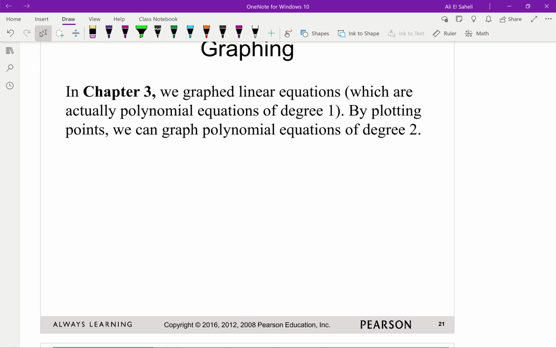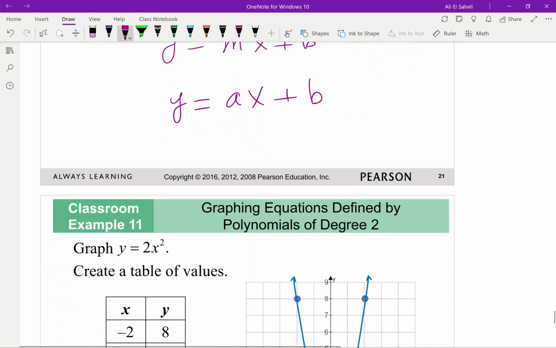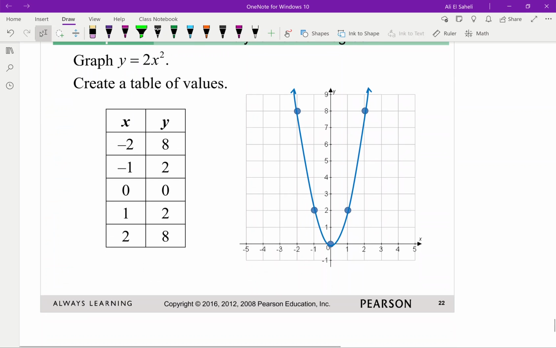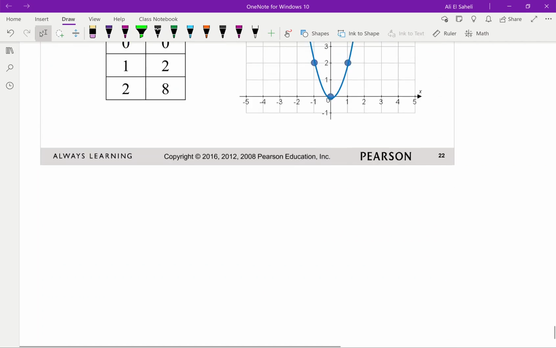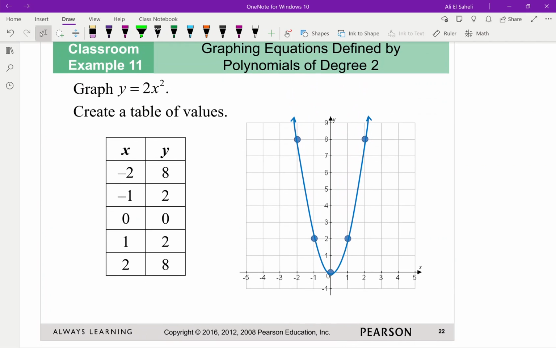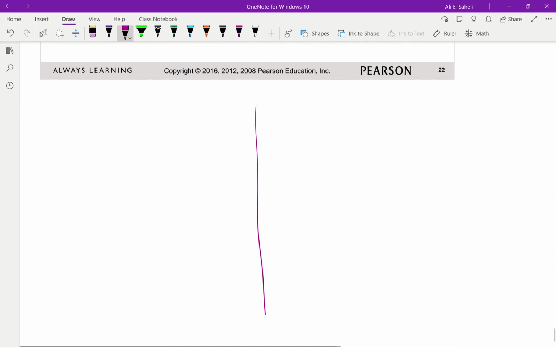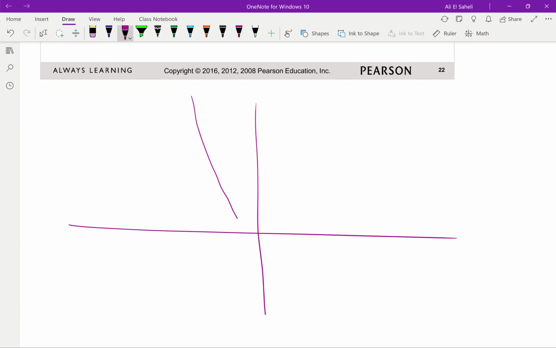When we graphed straight lines, straight lines look like this, or y equals ax plus b. It was a polynomial of degree 1, so we graphed those. We learned how to graph those polynomials of degree 1. Polynomials of degree 2 will always have this shape. x squared will always look like this.